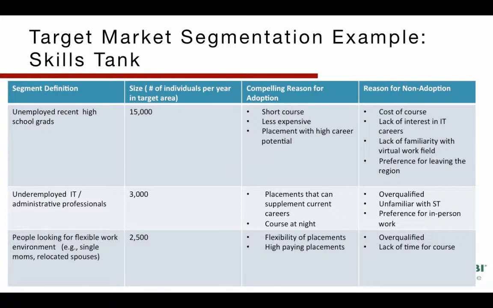And now what we're doing in this example is we're saying, well, what is the compelling reason for them to adopt, and what's the reason for them not to adopt? And in the unemployed recent high school grads, it's a short course, meaning it's time to money, which is good. It's less expensive. And the placement for this particular service with career potential is high. Of course, there are reasons to not adopt. Of course, the cost of the course, or lack of interest in IT, or lack of familiarity with the virtual work field. So again, what we're really trying to do is take and say what is going to motivate them and what are the things that are going to inhibit them.